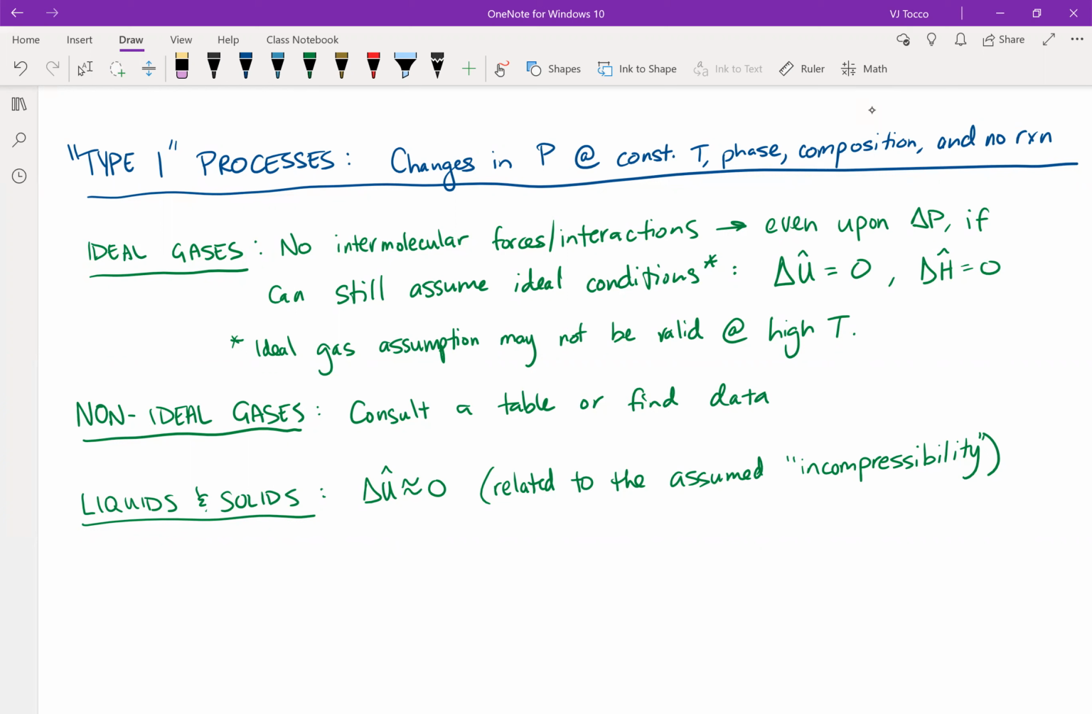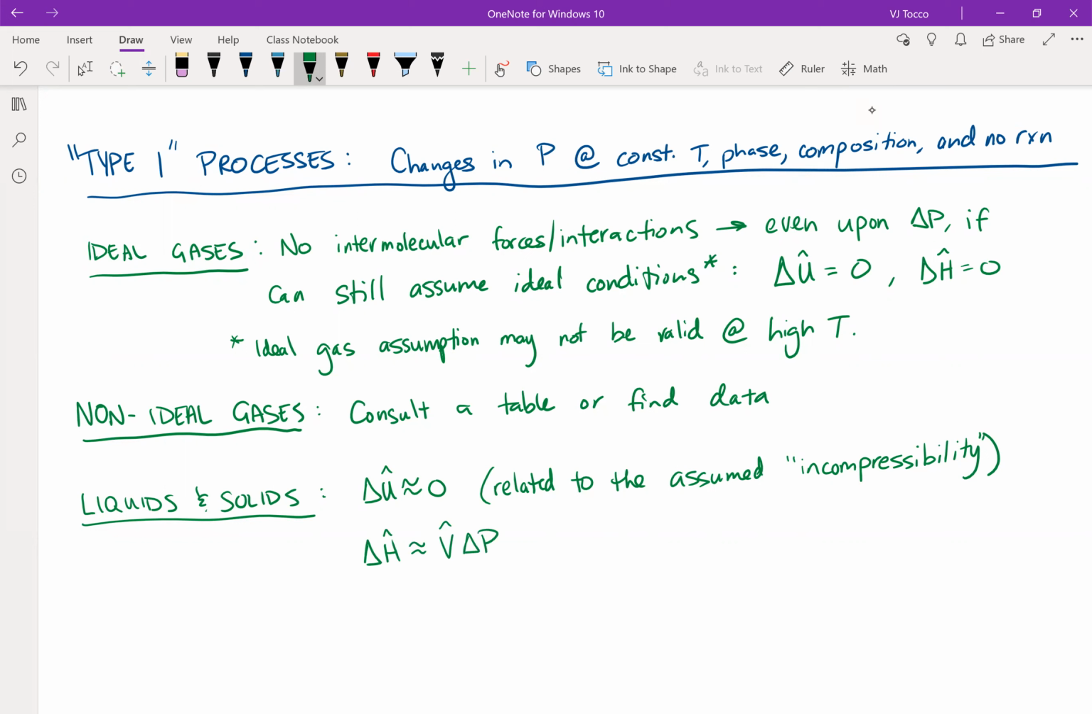And this is related to the fact that I'm assuming that the liquid or the solid is incompressible. That technically means that as the pressure changes, the specific volume or the density doesn't change, but it also extends to the idea that the internal energy won't change as well. So you might notice that we can assume 0 or close to 0 in a lot of cases. The only one that you cannot is when you're dealing with the enthalpy of a liquid or a solid. And in that case, you can approximate it as equal to the density times delta P.